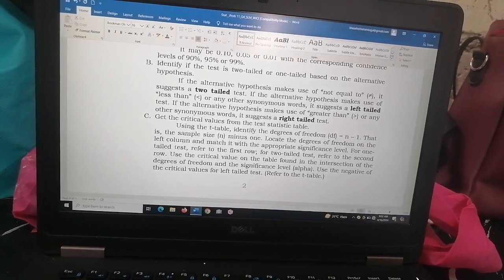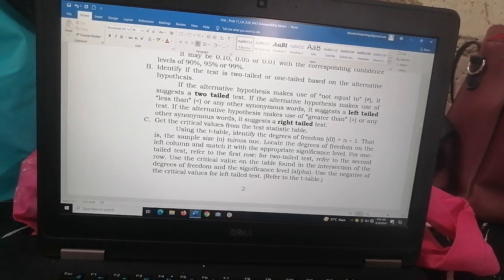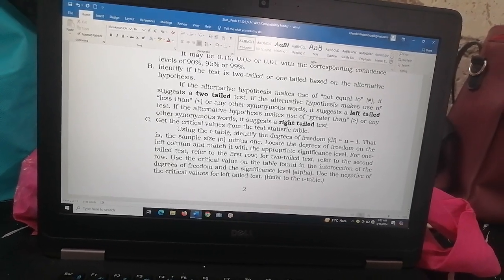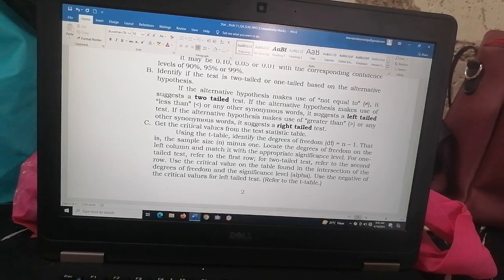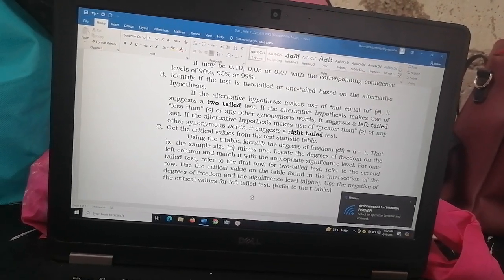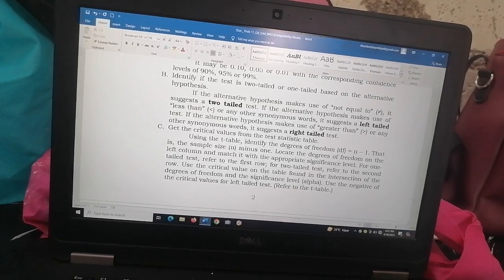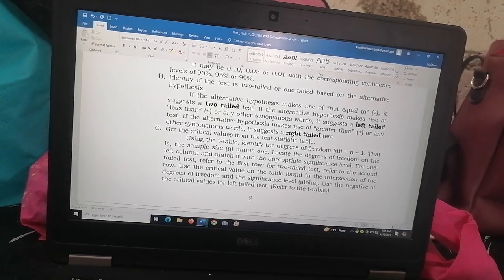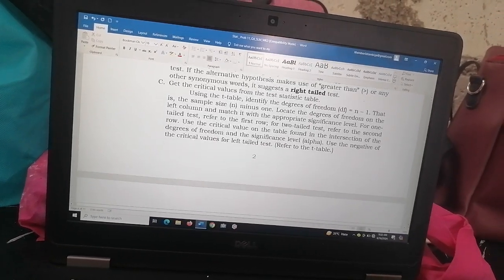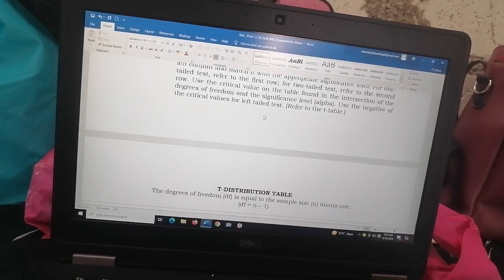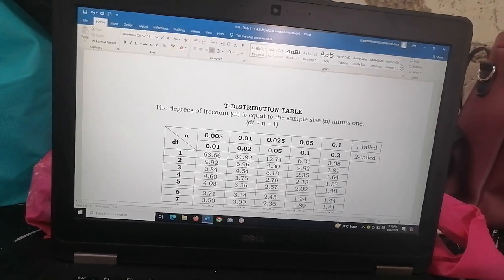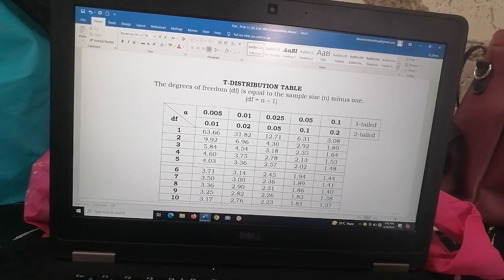So, using the T-table, identify the degrees of freedom, which is n minus 1. That is sample size minus 1. Locate the degrees of freedom on the left column and match it with the appropriate significance level. For one-tailed, refer to the first row. For two-tailed, refer to the second row. This is the T-distribution table, and it has one-tailed and two-tailed rows.